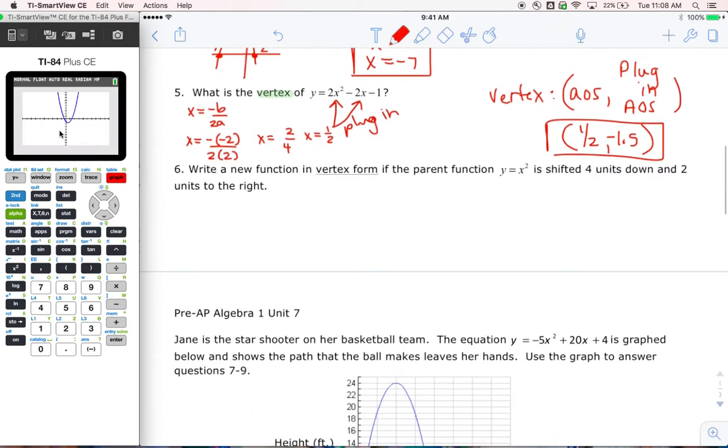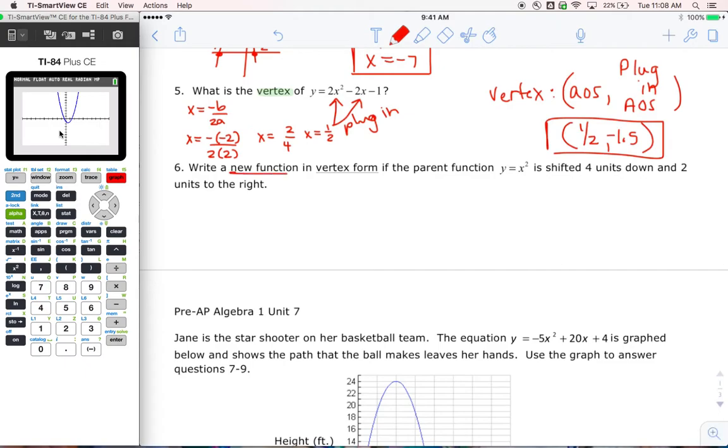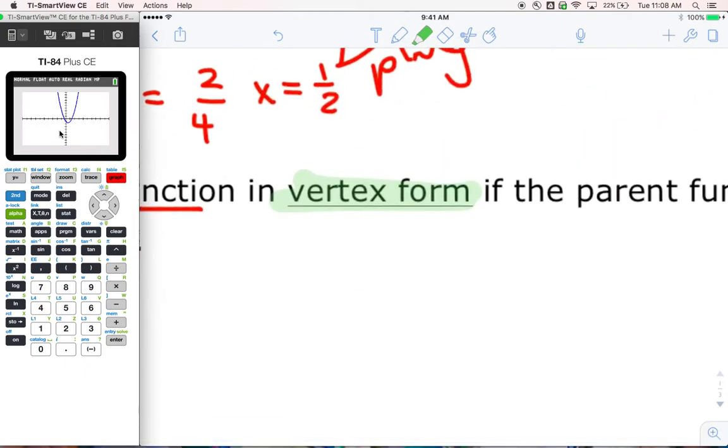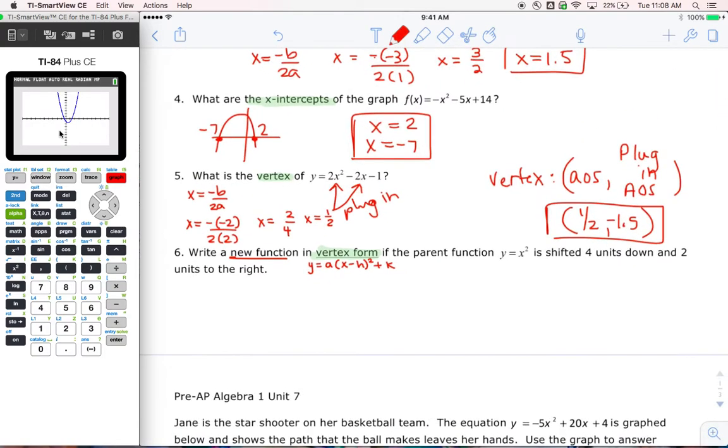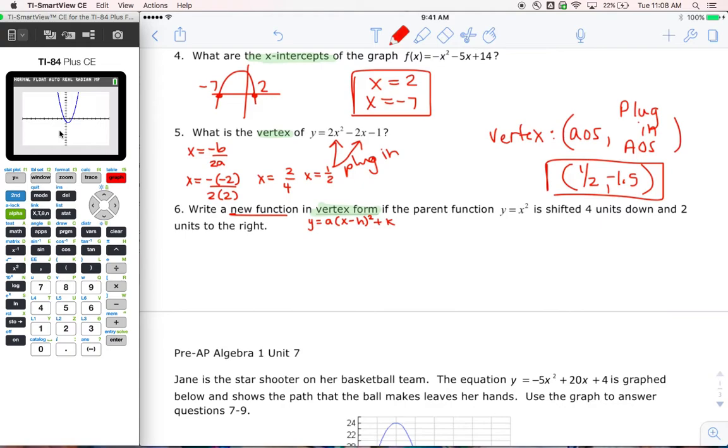Okay, question 6. Write a new function in vertex form. So before we go any further, let's write down vertex form. This is on your formula card, so you don't have to memorize it. We have y equals a times (x minus h) squared plus k. If the parent function y equals x squared is shifted 4 units down, that's a k change, and 2 units to the right, that's an h change. So I guess we're not really worried about a. So we got y equals (x minus something) squared plus something.